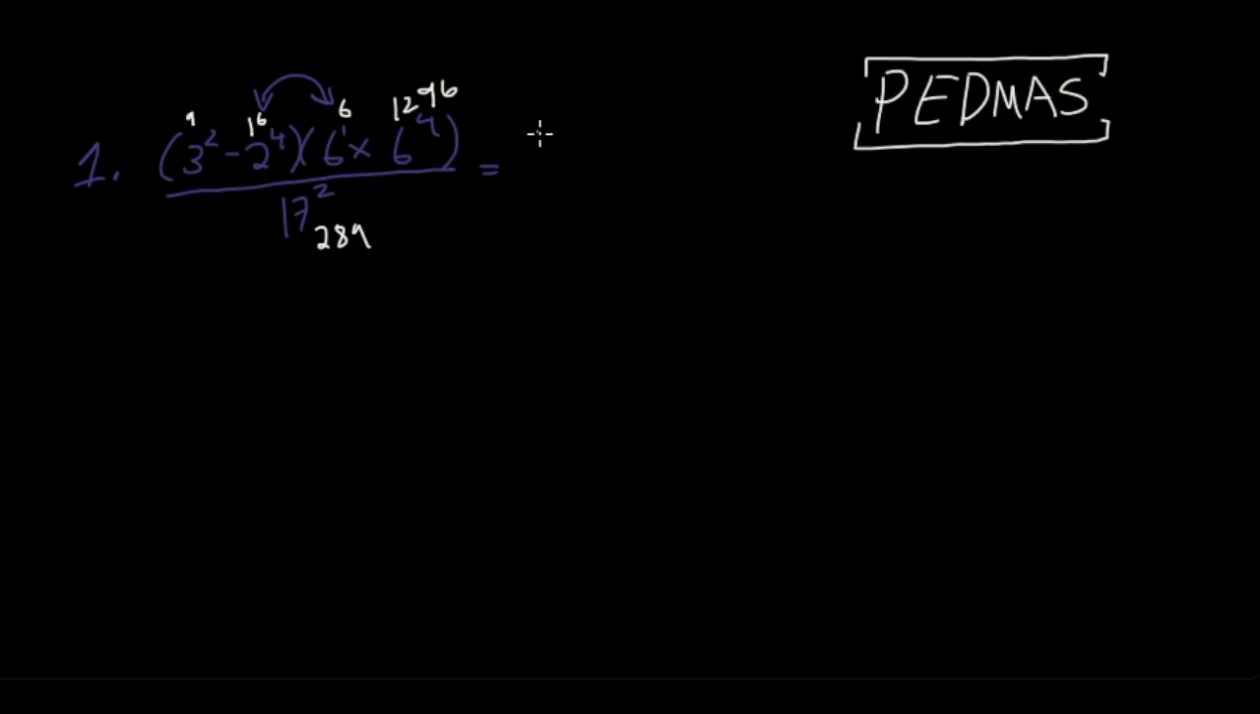So let's rewrite this here so that we see exactly what we're working with. We have 3 squared, which is 9, minus 16, which was 2 to the power of 4. Then we have 6 times 1,296, or, since we recognize that both of the bases here are the same, we can just write it as 6 to the power of 5, because we simply add the exponents. Then we put it over 289.